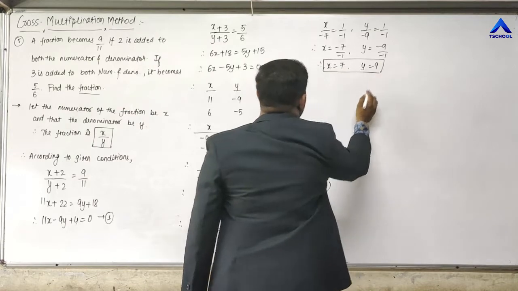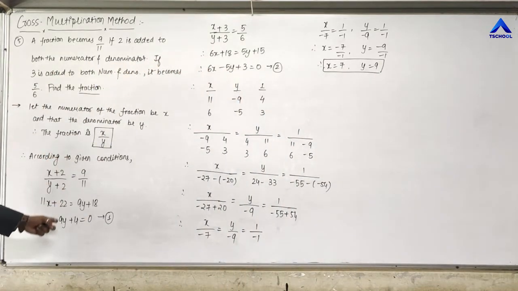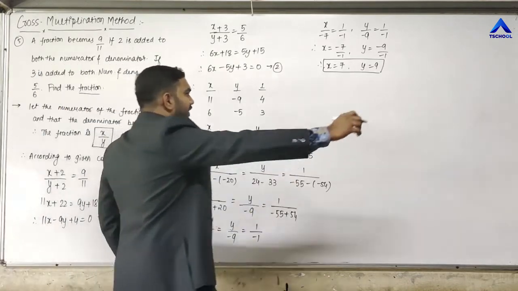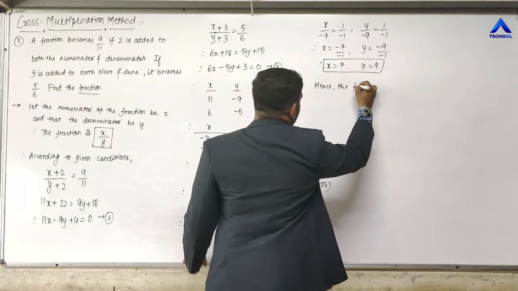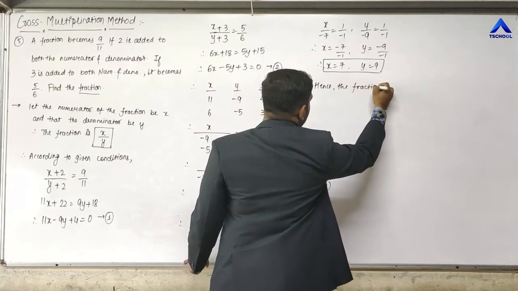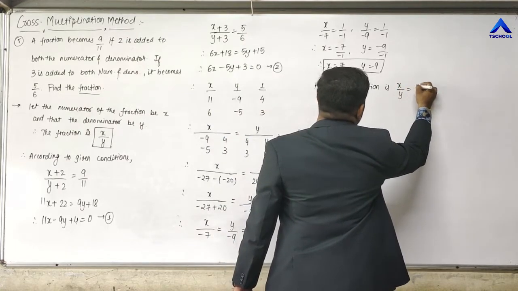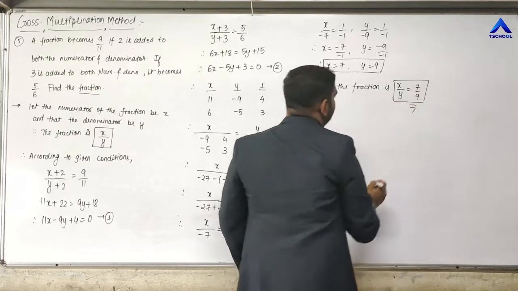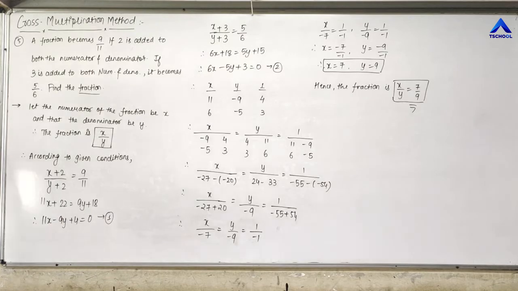Note that friends, this x equals to 7 and y equals to 9 is just the solution of the first and second equations. But what do we require? The fraction. Hence the fraction is x upon y, that is equals to 7 upon 9, and which is our required answer, right? That is 7 upon 9 is the required answer.